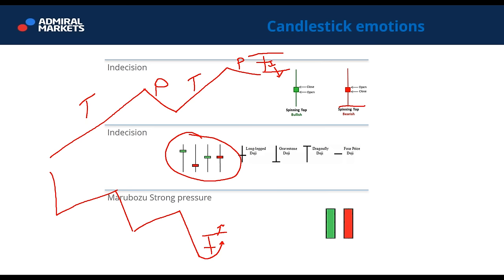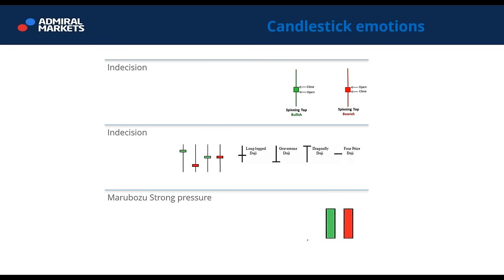Also, Marubozu strong pressure candles will tell you a lot about market emotions. When you see a Marubozu candle at support, what you expect is a strong upside movement, probably a continuation. How we trade Marubozu candles is by high volatility trading, okay, and then to the upside.